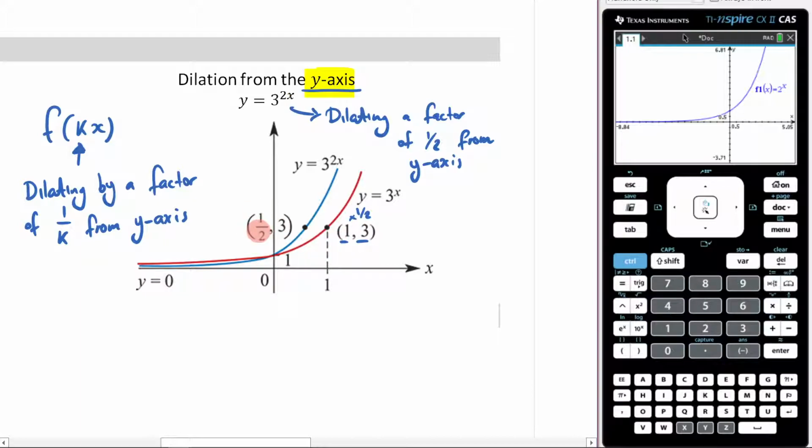Do you see how it's dilating from the y-axis in this case? It's kind of getting closer to the y-axis. That's what's happening here. So this is a dilation from the y-axis. It tends to be the more confusing of the dilations. So just make sure that you have an understanding of what it means to dilate from the y-axis.